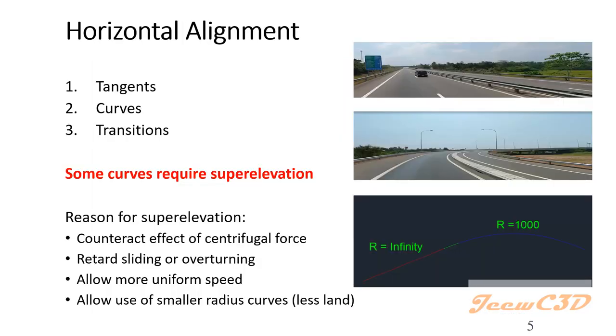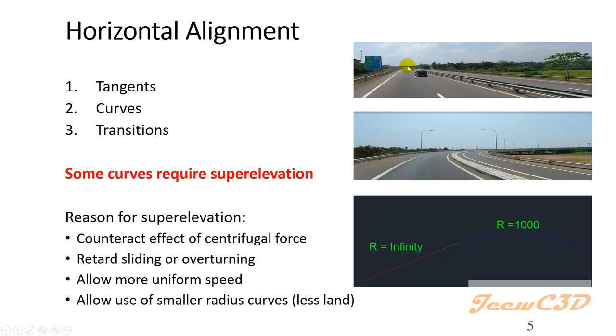Then, as I told you earlier, horizontal alignment consists of straights and curves. But we have some additional things here. Tangents are called the straights, then we have the curves, and finally we have something called transitions. In this image you can see a straight road. In the middle image you can see a curved road, so we call it a curved section of a road. This is a straight section of a road.